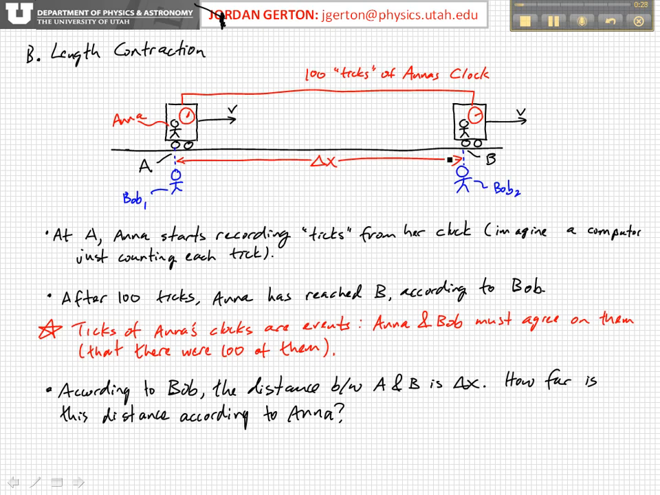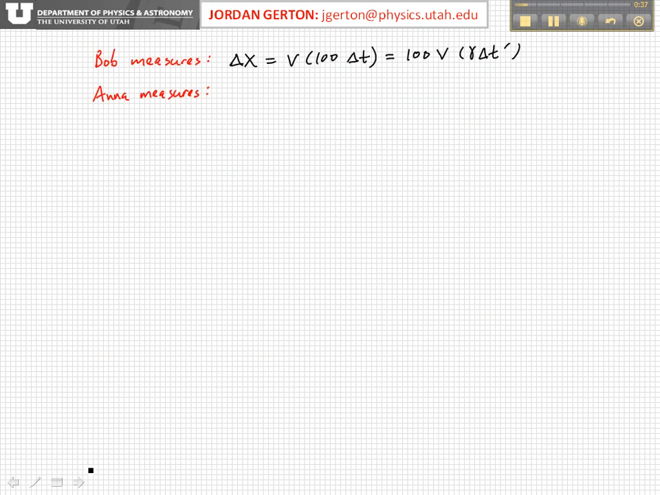Delta x is the distance between A and B, where Anna starts counting her 100 ticks and ends counting her 100 ticks. Okay. Now, what does Anna measure? Well, she measures just the velocity, okay, times 100 ticks times delta t prime. Her clock is in her reference frame, so there's no time dilation, so it's just that.